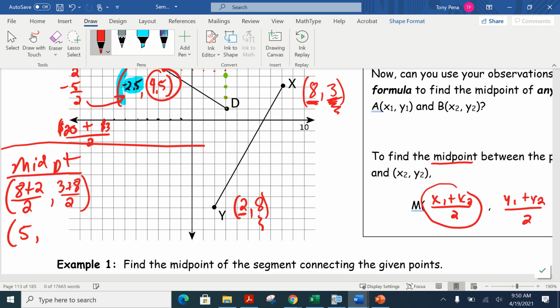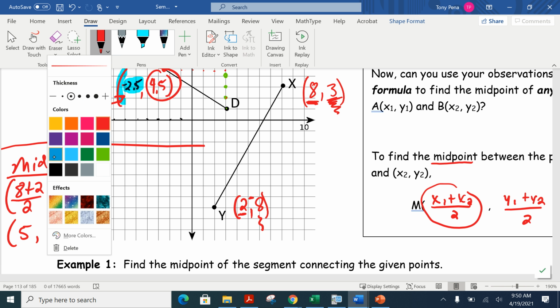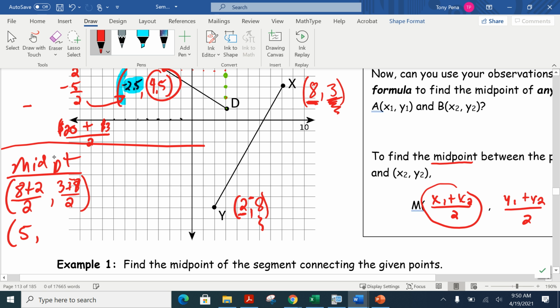Oh, hold on. I screwed up. This should be a negative 8. Yeah, good call. Yeah, speak up, Cam. If I can get this to be a doggone negative 8, let's just throw it in there. All right, so that should be a negative 5 divided by 2, which is a negative 2.5-ish. So 3, negative 8, negative 5.